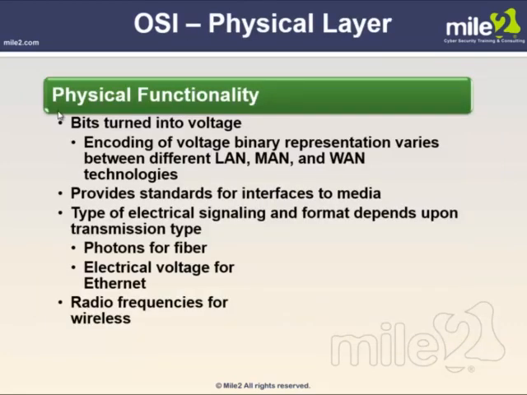Then we have the physical layer. Now, the physical layer, the functionality here turns bits into voltage. The encoding of voltage binary representation varies between your LAN, MAN, and WAN, as in your local area, metropolitan area, and wide area network technologies. That provides standards for interfaces to media, types of electrical signals, and formats depending upon the transmission type. We can do photons for fiber, for instance, electrical voltage for Ethernet, and so forth. The radio frequencies for wireless as well. There it is, your 7 layers.